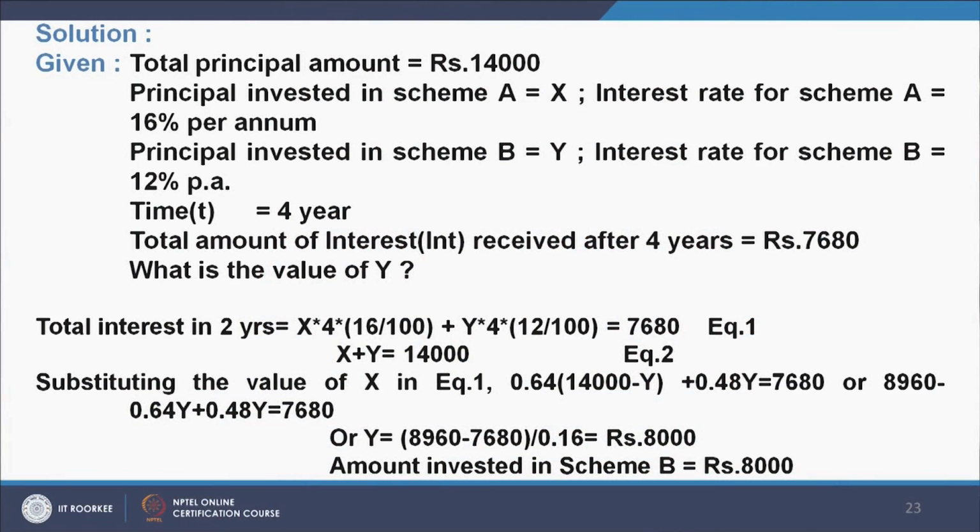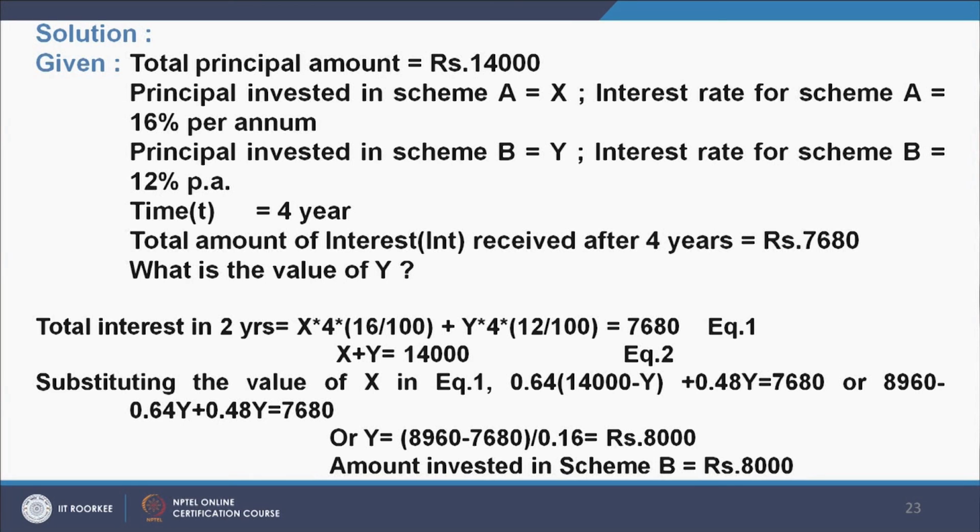The total principal amount is 14,000. The principal invested in scheme A, let us consider it to be X. Interest rate for the scheme A was 16% per annum. Principal invested in scheme B, let us say it Y. Interest rate for scheme B is equal to 12% per annum. Time T is equal to 4 years. Total amount of interest received after 4 years, in both the schemes, is rupees 7,680. So, we want to know what is the value of Y.